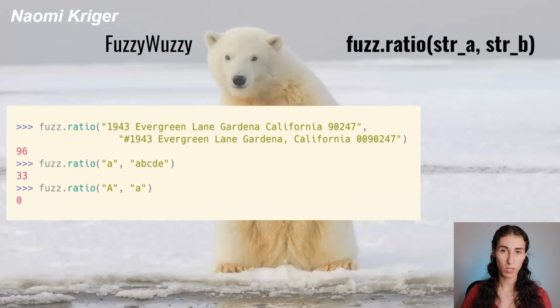Another thing that we want to take into account when we're using fuzz ratio function is that it is case sensitive. As you can see here, capital A and non-capital A are considered as two different strings. So if we do not care about capitalization, we would want to apply lower on our strings before making the comparison. The case sensitivity is true for fuzz ratio function, but it is not true for all fuzzy-wuzzy functions.